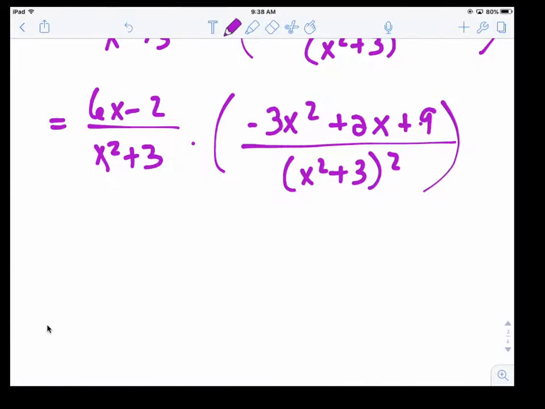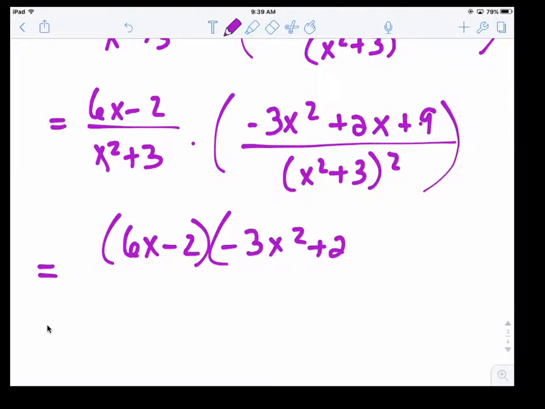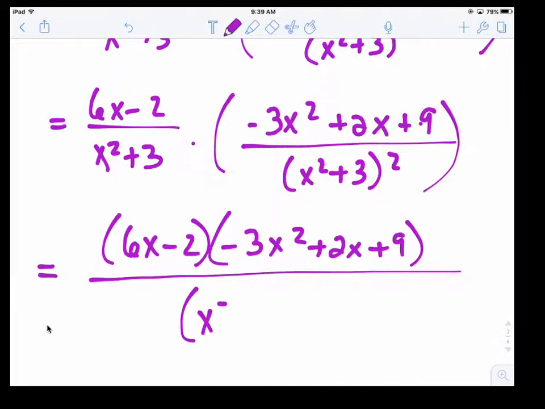And the last part would be what? What do you notice here? And here? So you're going to have (6x minus 2) over, not over, times (negative 3x squared plus 2x plus 9) over what? (x squared plus 3) to the third.